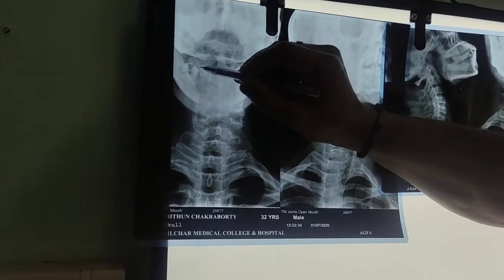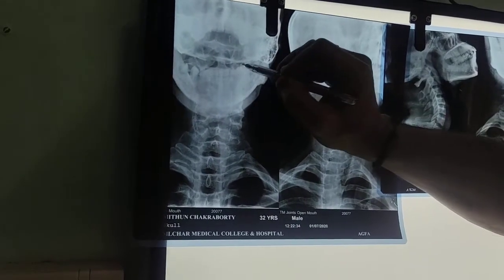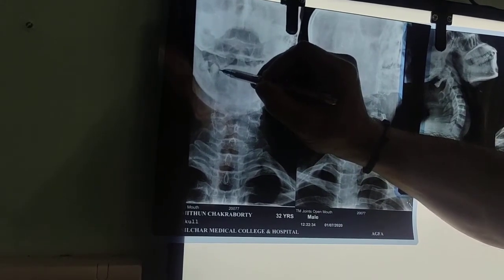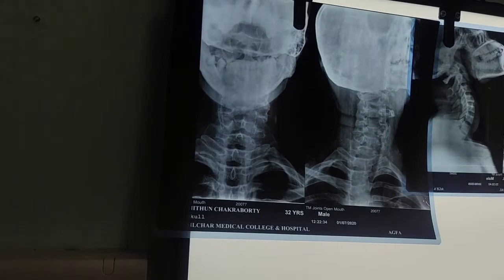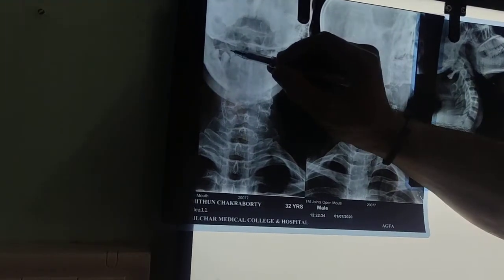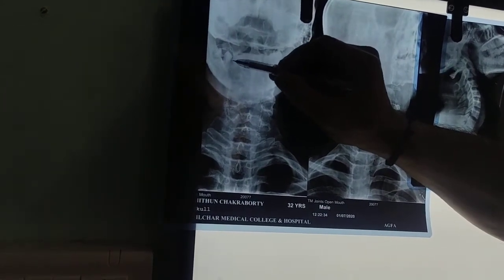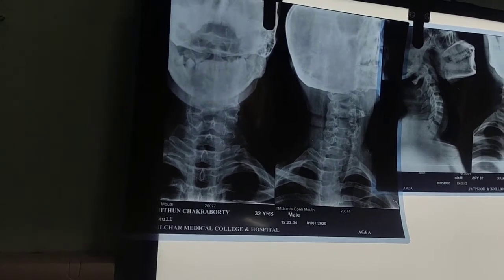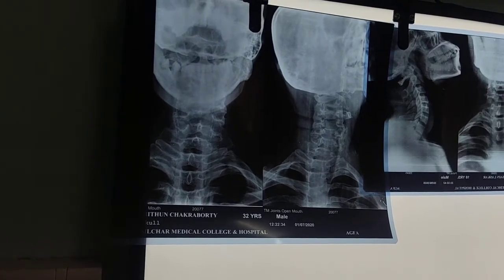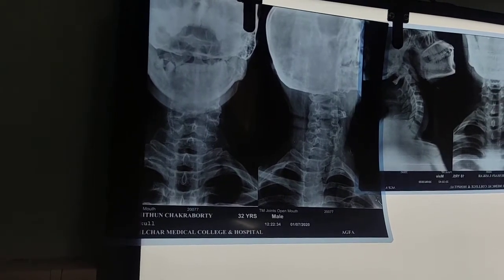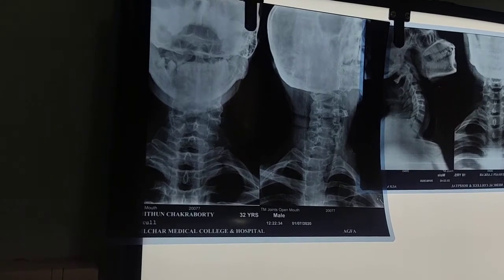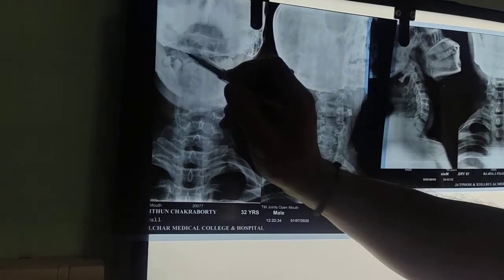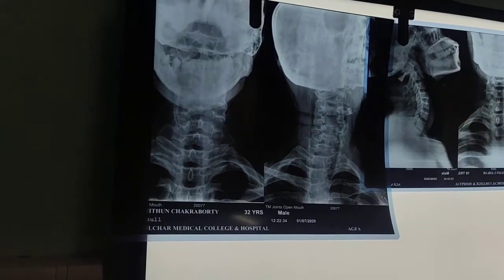Next point is to look at the boundary of the C1, C2 outer side. Here also it is like this. This is important: the lateral boundary of C1 and the lateral boundary of C2 are in the same line. This line is important particularly in case of Jefferson's fractures. Jefferson's fracture means a fracture happening in the C1.